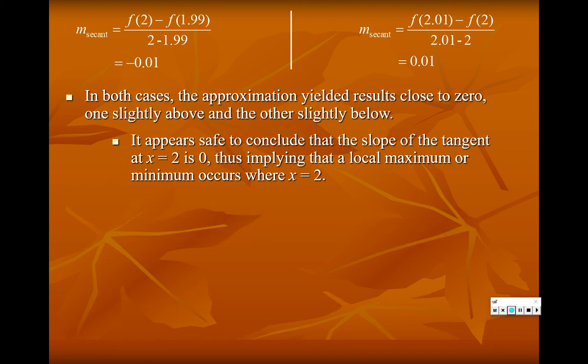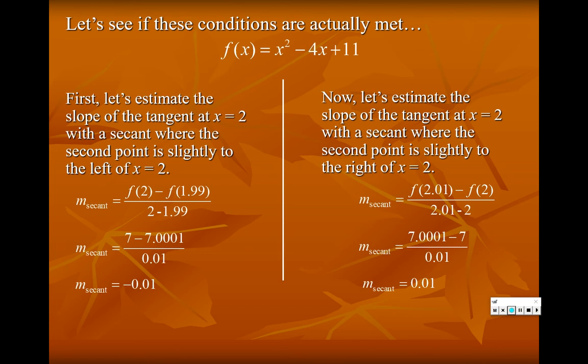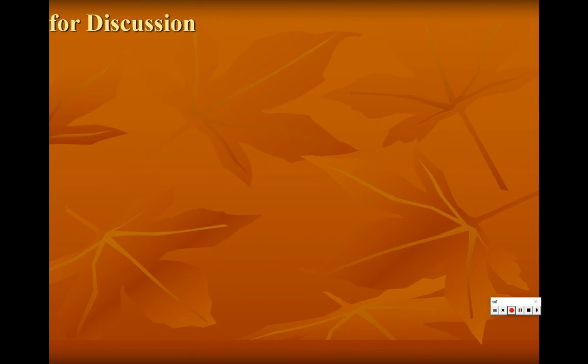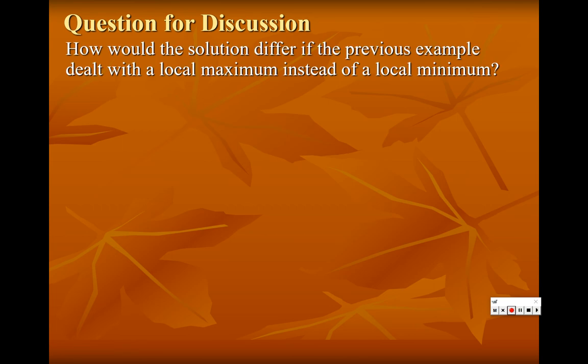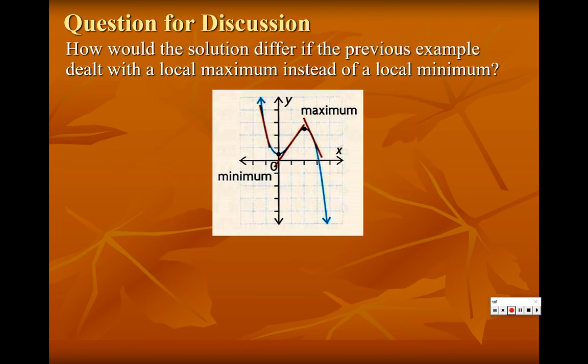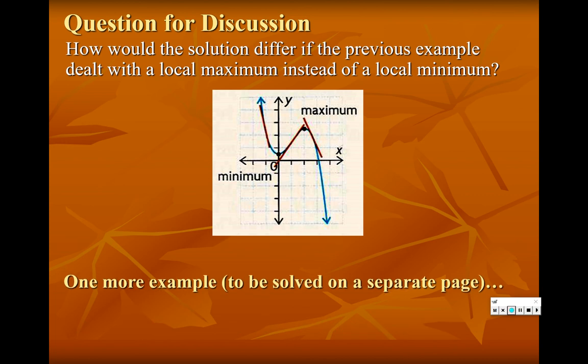Yeah. And I went 2 decimal places really just to make sure I got a small number here, but 1 decimal place is usually lots. You just got to be slightly smaller and slightly bigger on the other side. Question for discussion. How would the solution differ for a local max? Positive to negative. And here's a picture showing that minimums go from negative to positive slope, maximums go from positive to negative slope.